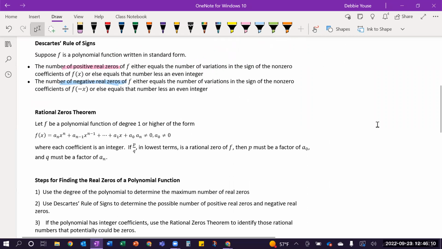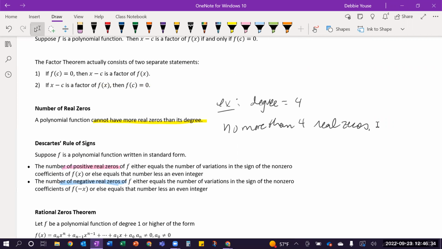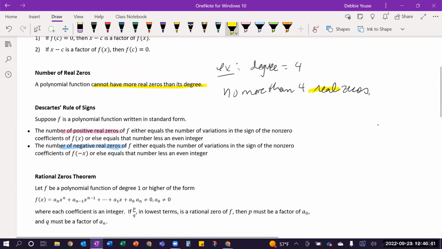Rational zeros theorem is also one of those things that is another tool in your toolbox that can be really helpful. What it does is it narrows down the list of infinite numbers that could potentially be your real zeros to a finite list of numbers that could be your rational zeros. And remember up here, we said you're not going to have any more than what the degree is for your real zeros.